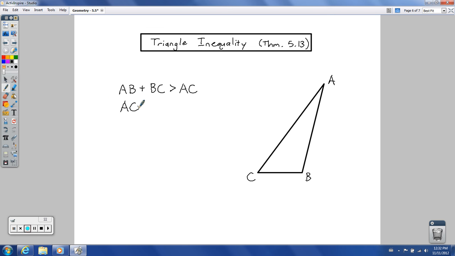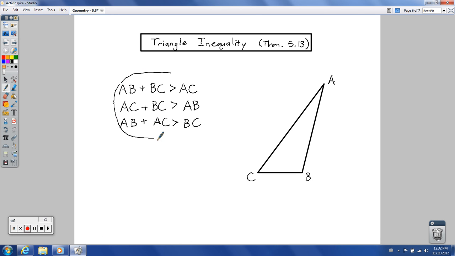You could say that AC plus BC, if I added these two together, walking along this path here to here, is going to be longer than the path directly from A to B. So this one, AC plus BC, would also be bigger than AB. And in a similar manner, AB plus AC has to be bigger than BC.